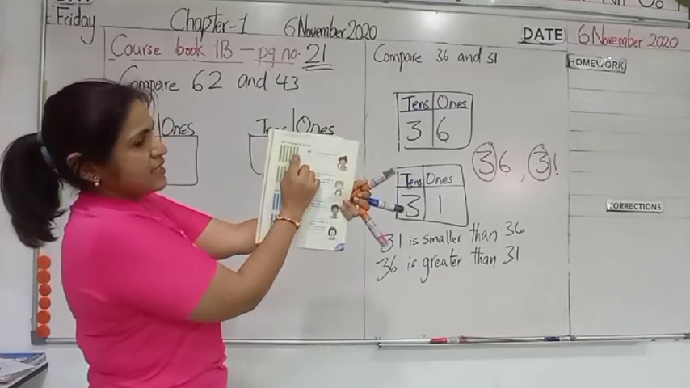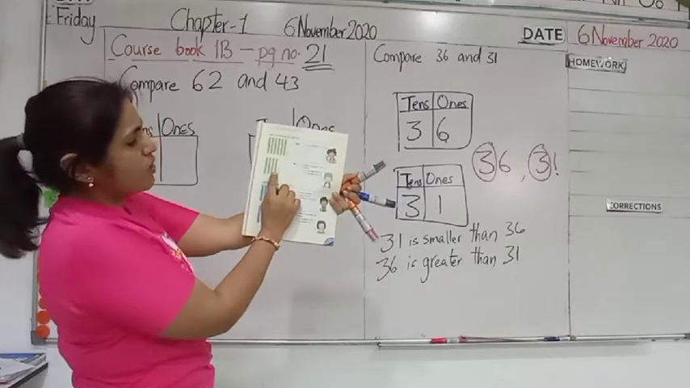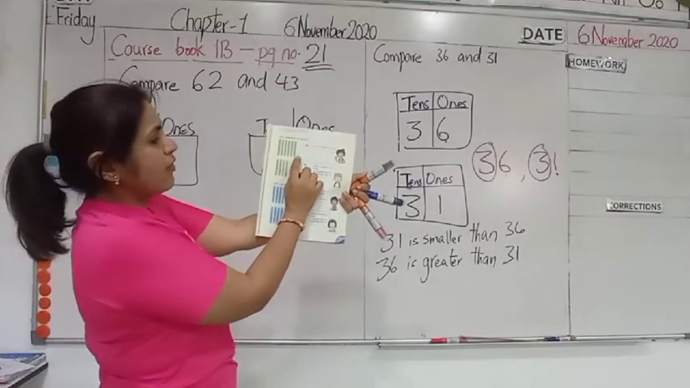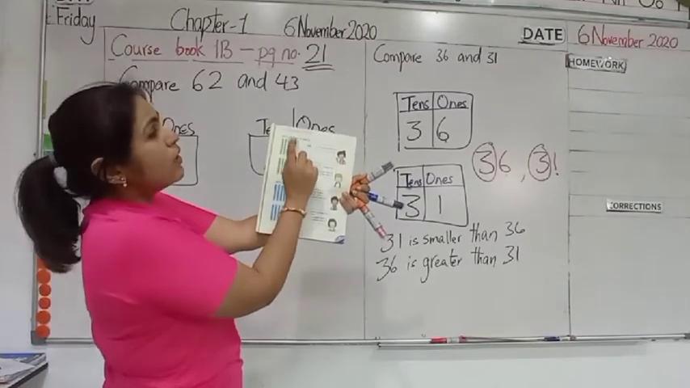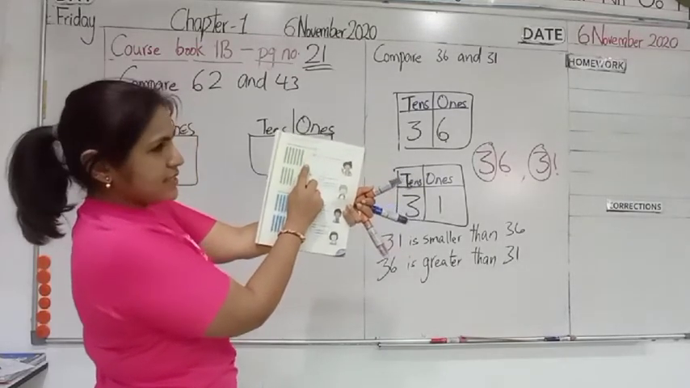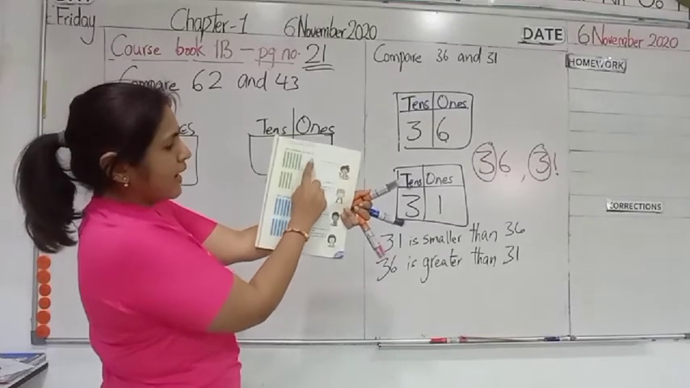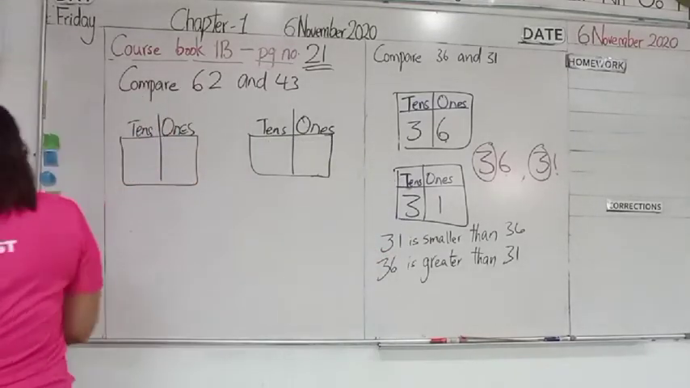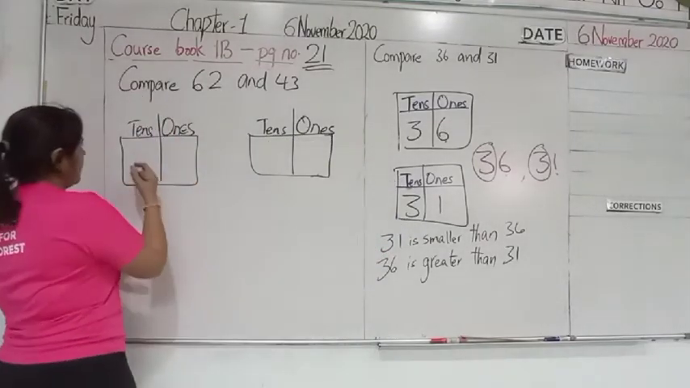Here there are 6 sticks of tens, here there are only 4 sticks of tens. But here are only 2 units of ones and here are 3 units of ones. This is more and this is less. But when you look at the tens place, first always look at the tens place.